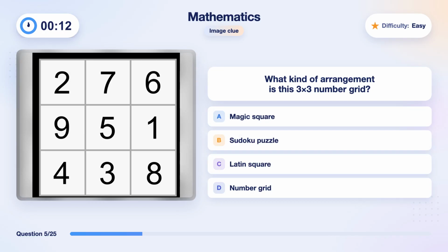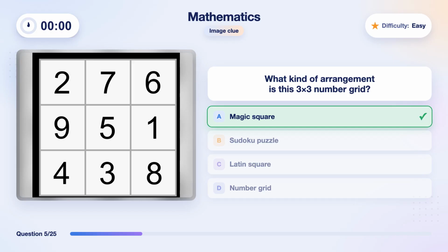What kind of arrangement is this 3 times 3 number grid? Your options: A. Magic square, B. Sudoku puzzle, C. Latin square, D. Number grid. Trickier than it first looks. That's 12 seconds. Timer's running. Moment of truth. The answer?